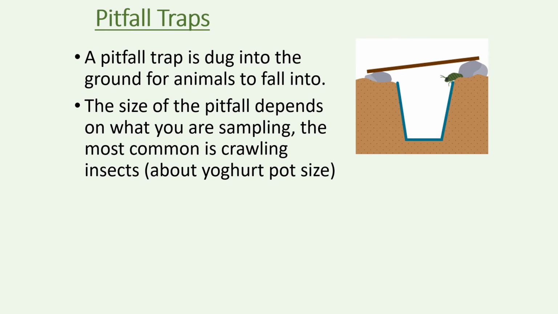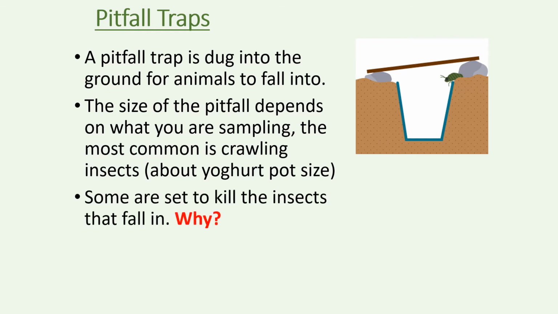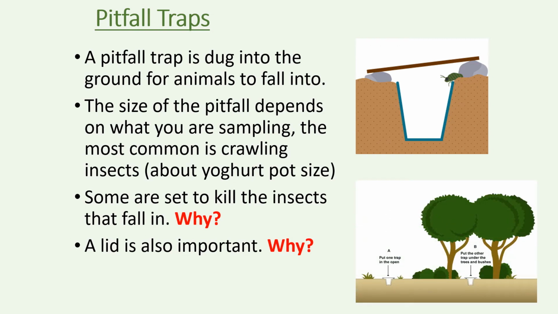The size of the pitfall trap depends on what you are sampling. So the most common is crawling insects, so it's usually about yogurt pot size. Some of the pitfall traps are set to kill insects. Why do you think that is? And a lid is also important. Why do you think that is? So pause the video and write down why you think that is. You should know from third year before I go over the answers.